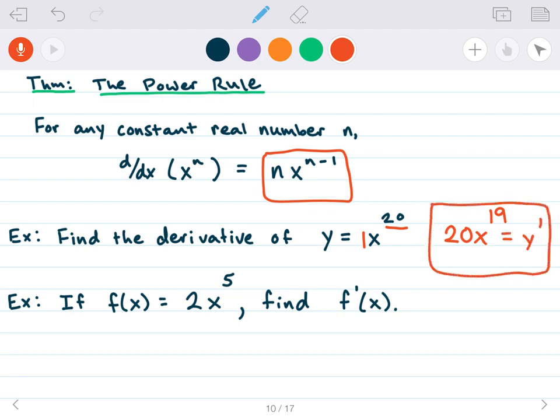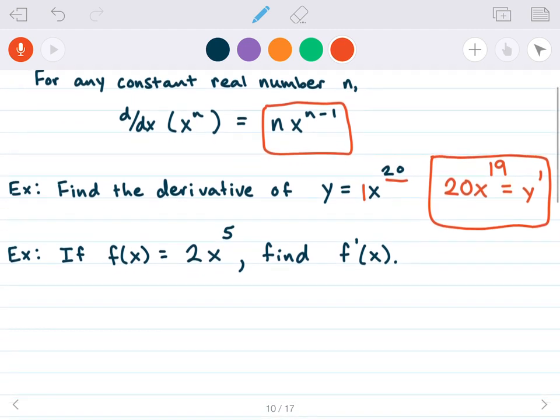I know you guys are going to be mad at me, because I remember being mad at my calculus professor: why didn't you teach me this before? Well, there's a reason. But anyway, super easy shortcut. We're going to do a bunch of examples. Let's go to the next one.